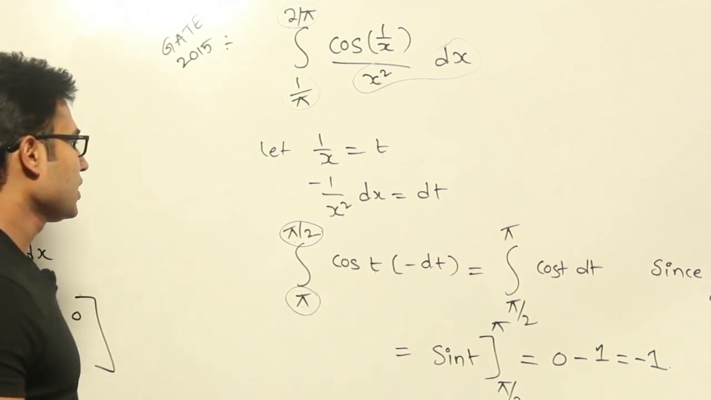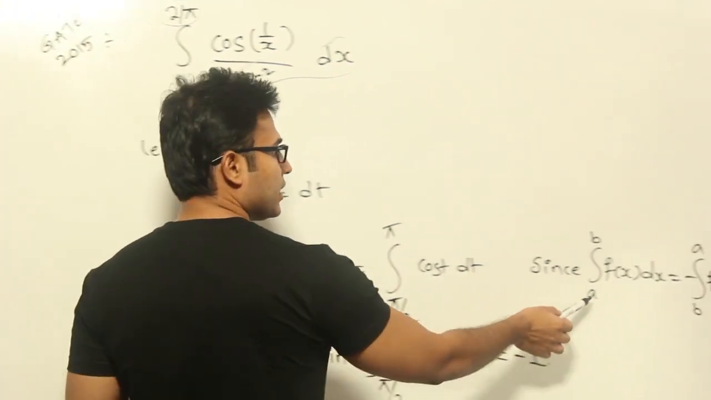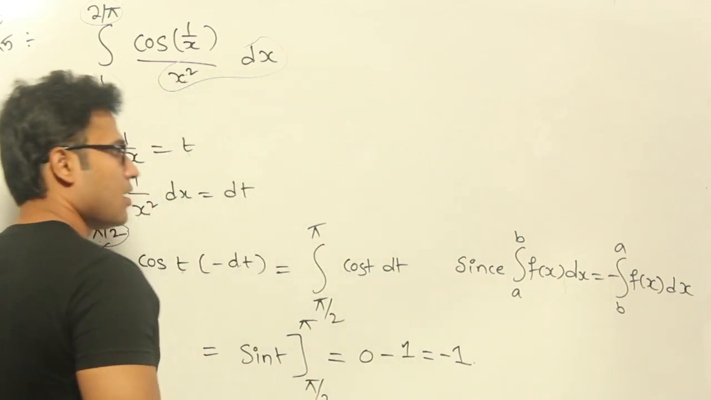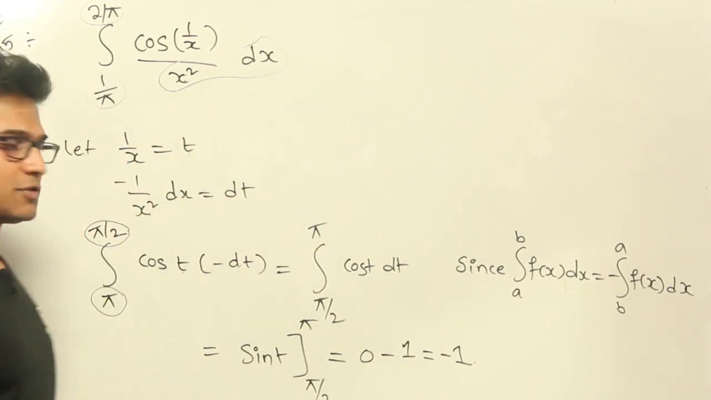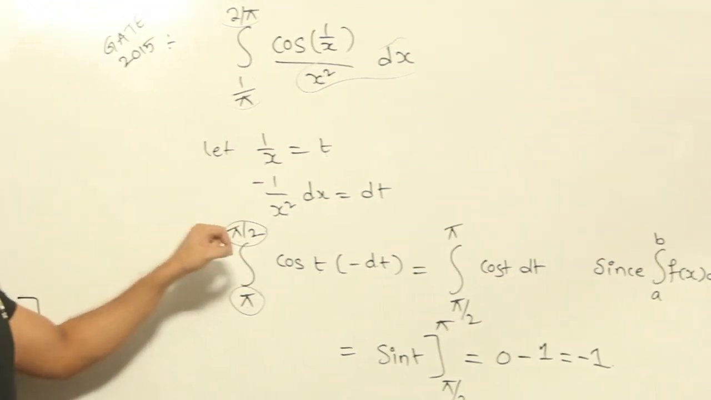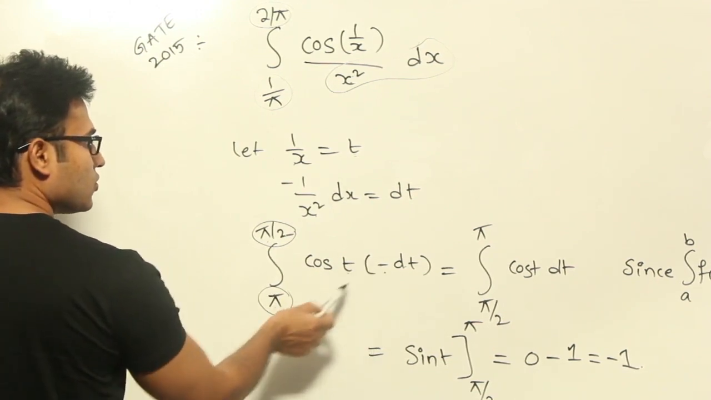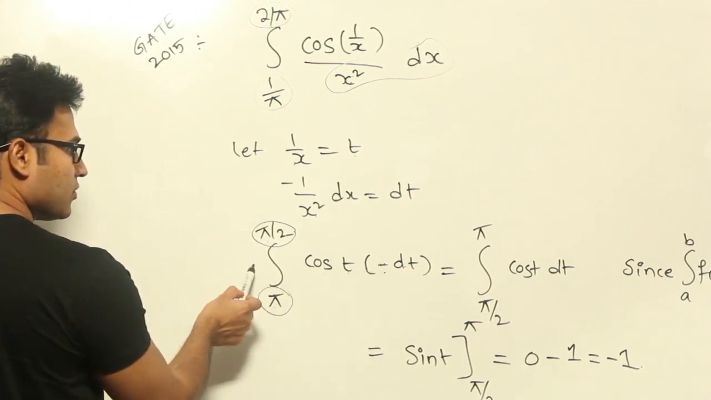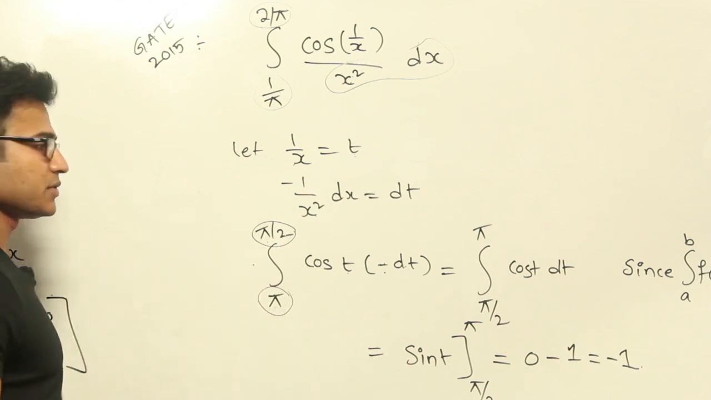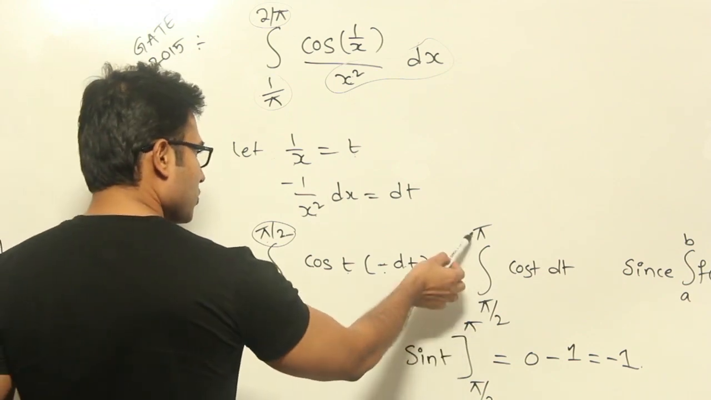Now we know this property: integral a to b f of x dx is equal to minus integral b to a f of x dx, which means if I reverse this interval, then I have to apply a negative sign. Already we have minus here, right? So the minus comes out, and again you multiply with minus 1, therefore it is going to be positive. If you reverse it, it is going to be pi by 2 to pi.